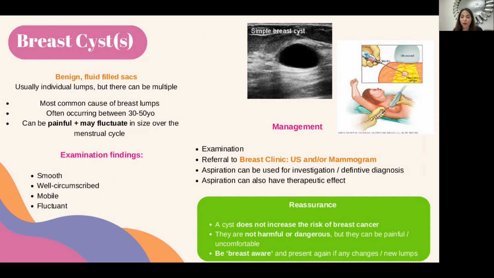They usually occur in women about 30 to 50 years old. They can be painful, and sometimes they fluctuate over the patient's menstrual cycle. So if a patient comes in and says they have what feels like a fluid-filled sac that can get bigger or smaller throughout the month, correlating with their menstrual cycle, then that's a big hint that it could be a breast cyst. When you do your breast examination, it will feel smooth.